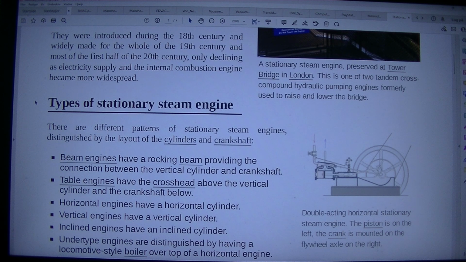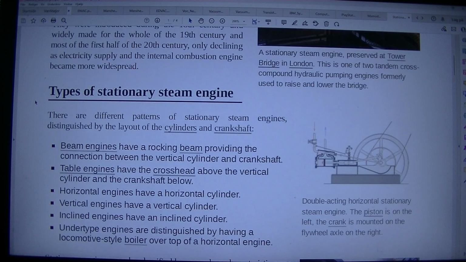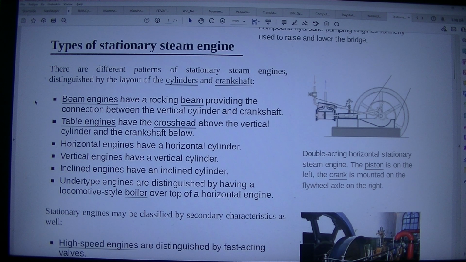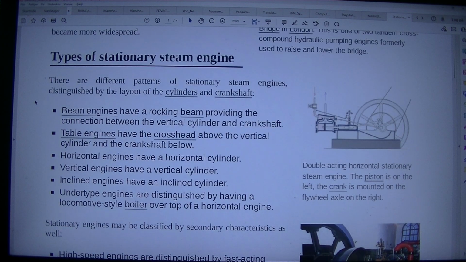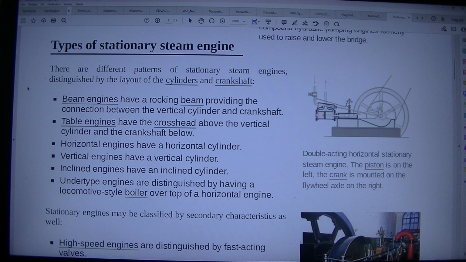Types of stationary steam engine. Double-acting horizontal stationary steam engine. The piston is on the left. The crank is mounted on the flywheel axle on the right. Mill engine, Queen Street Mill, Burnley. William Roberts horizontal tandem compound engine. There are different patterns of stationary steam engines distinguished by the layout of the cylinders and crankshaft.